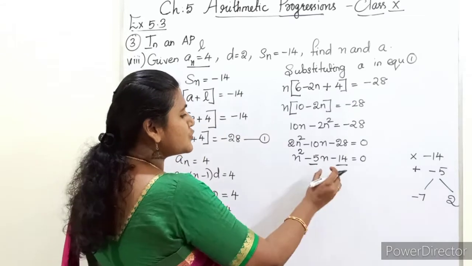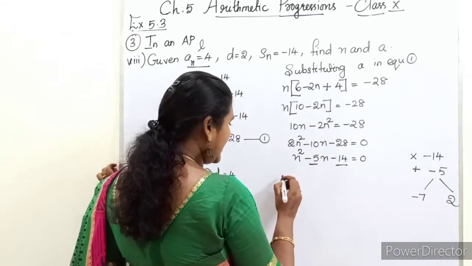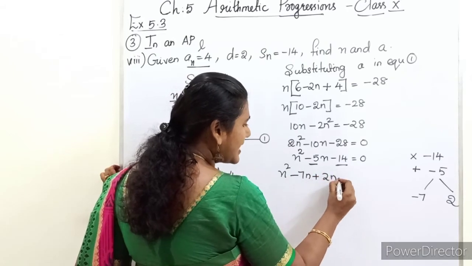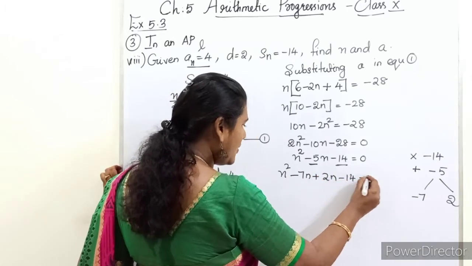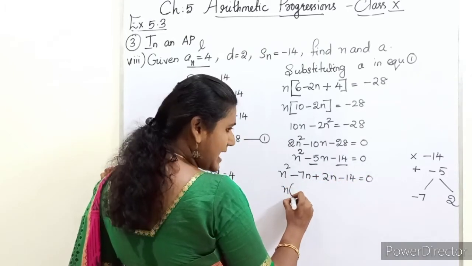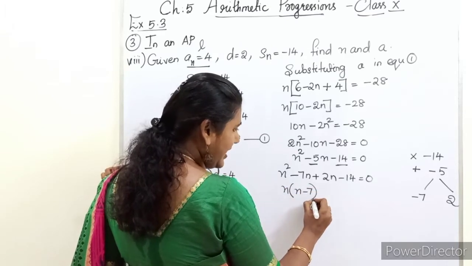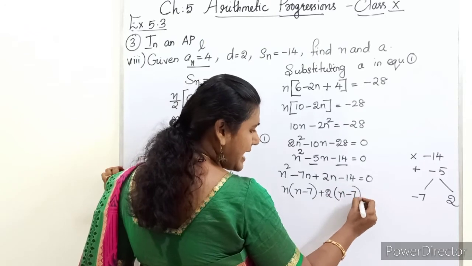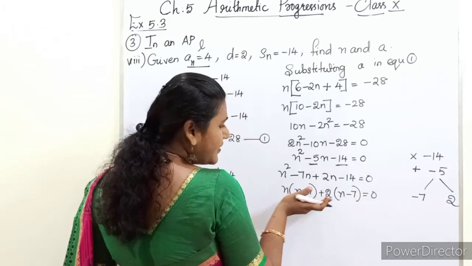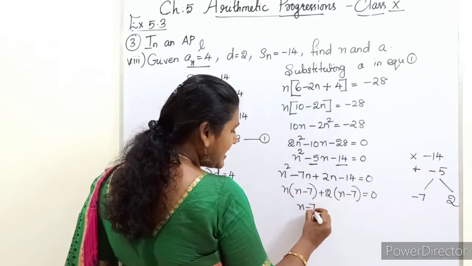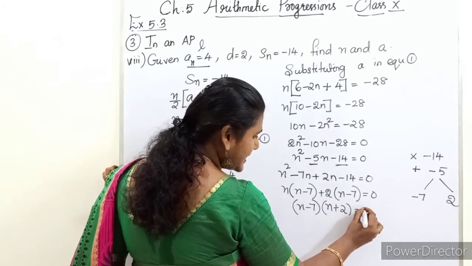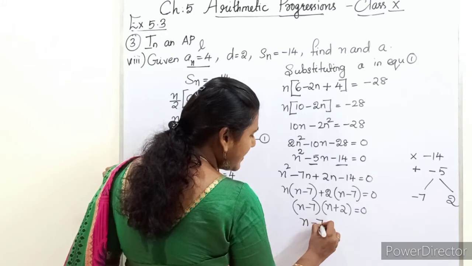So using these two numbers, now we are going to split the middle term. So n square minus 7n plus 2n minus 14 is equal to 0. From these two, we will take n common. So n minus 7. From the next two terms, we will take 2 common. Again, you will get n minus 7 there. So from these two terms, we can take n minus 7 common. So n plus 2 into n minus 7 is equal to 0.